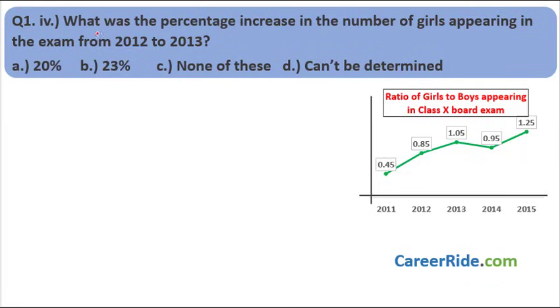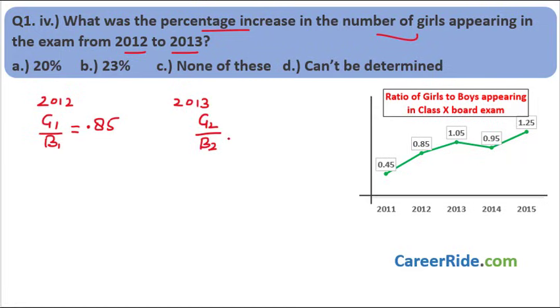Okay, now coming to the fourth part of this question. What was the percentage increase in the number of girls appearing in the exam from 2012 to 2013? Now 2012 and 2013, I know that the ratios are given in the question. Let us assume that for 2012 the number of girls is G1, number of boys is B1. So the ratio becomes G1 upon B1 and the value is what? From the graph it is 0.85. For 2013, let us assume number of girls G2, boys B2. The value is 1.05 from the graph.